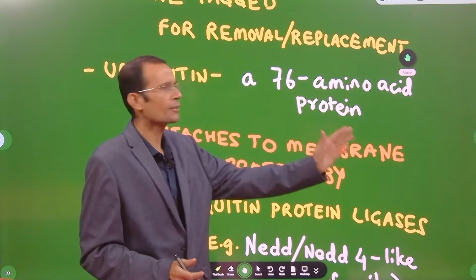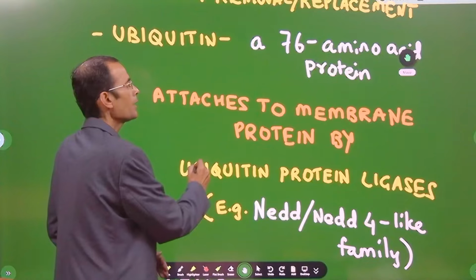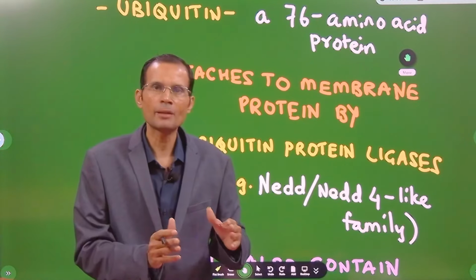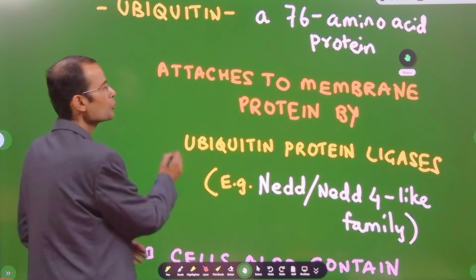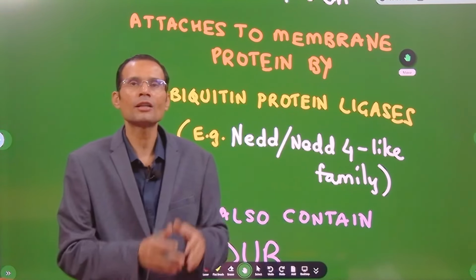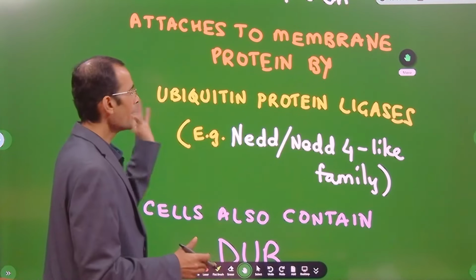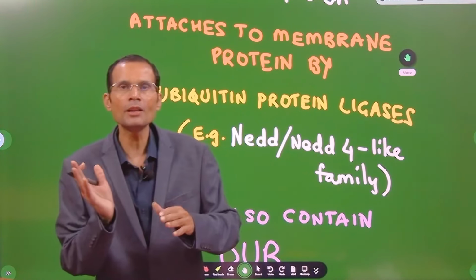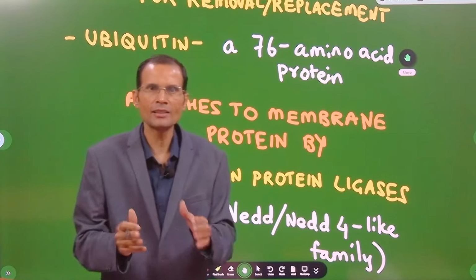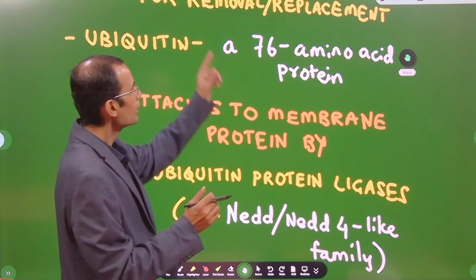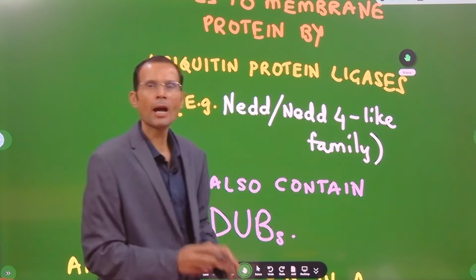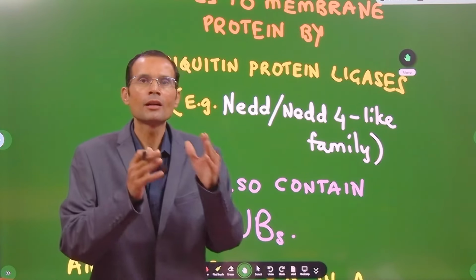Basically, ubiquitin is a 76 amino acid protein and attaches to the membrane protein by a particular family of enzymes called ubiquitin protein ligases. So there is a group of enzymes called ubiquitin protein ligases. By these enzymes, the ubiquitins will be attached to the membrane protein. Ubiquitin protein ligases will attach the ubiquitin to the membrane protein. And here's an example: the NEDD4-like family. It's a family of ubiquitin protein ligases.